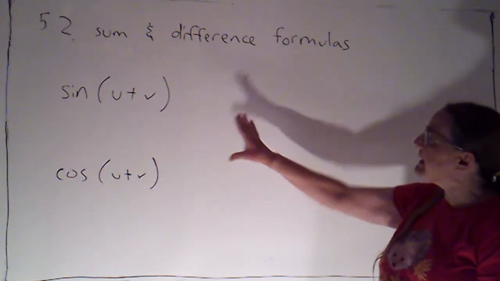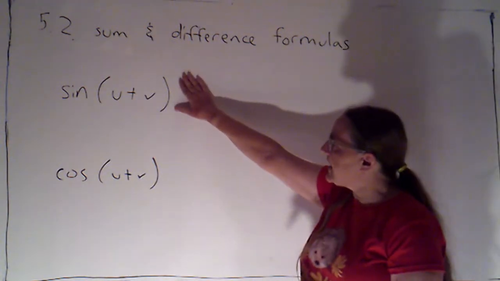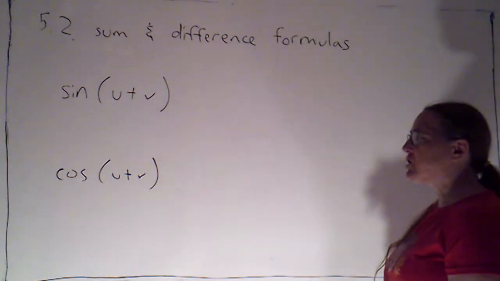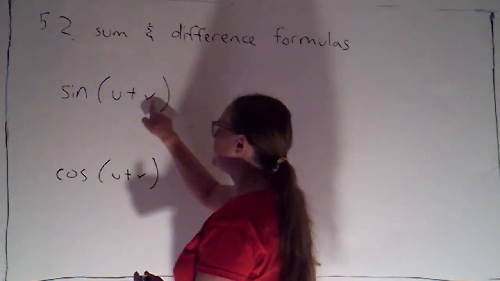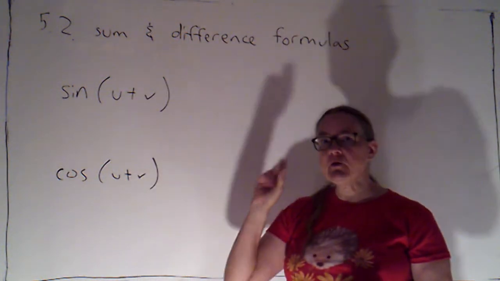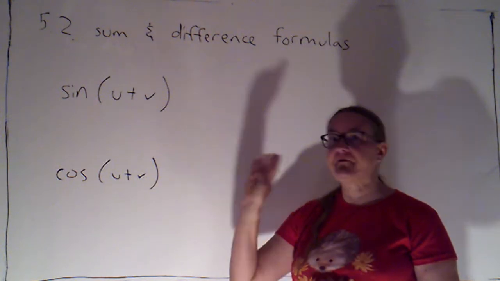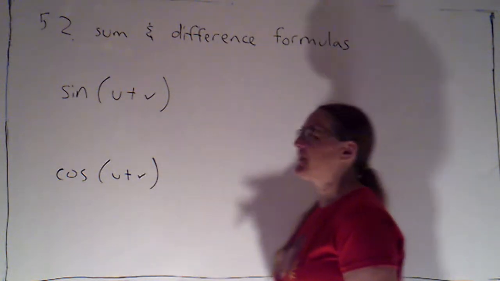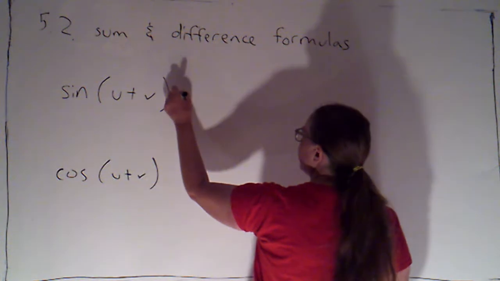Okay. But it is the case that I can express sine of a sum of two angles and cosine of a sum of two angles in terms of four things. Taking the two individual angles u and v, sine of u and cosine of u, sine of v and cosine of v. If I know both sine and cosine of both angles, I can express sine of the sum and cosine of the sum. Okay. And here are the formulas.